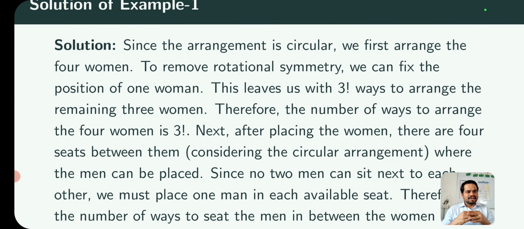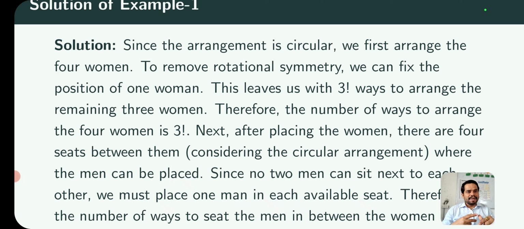The arrangement is circular. So first we can arrange the 4 women. To remove the rotational symmetry, we can fix the position of 1 woman at the top. This leaves us 3 factorial, because there are 4 women. Therefore, the number of ways to arrange these 4 women is 3 factorial.